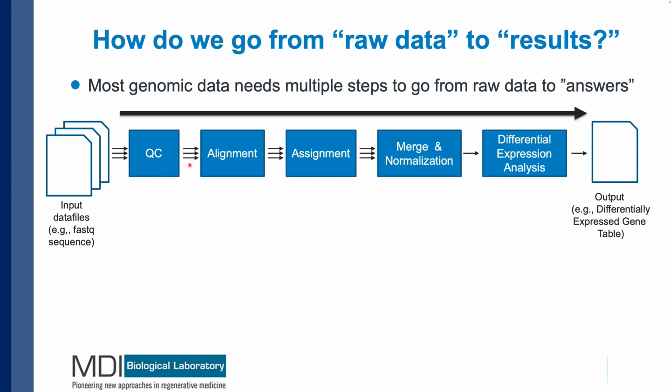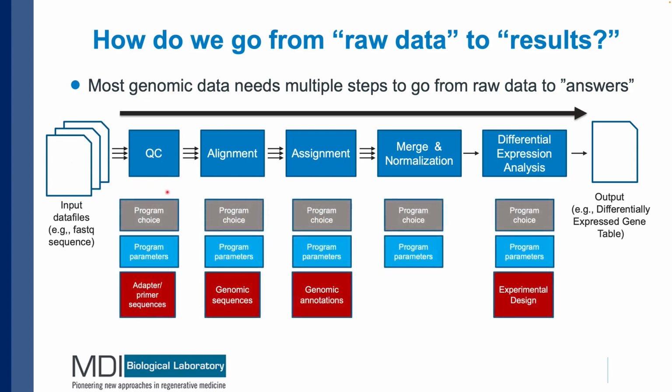The arrows here represent the way the information flows as well as the order in which things happen in the process. At each step of the way, there are a number of things that have to be specified. There are usually multiple choices of program for each of these types of analyses. There are the program parameters that control how the program operates. And finally, down here in red, you have the auxiliary information that is necessary to make these programs run properly.